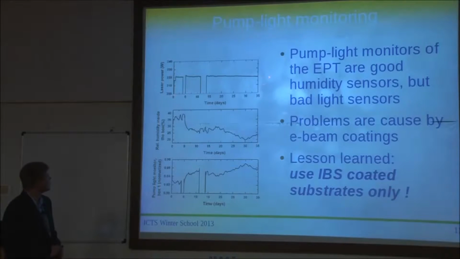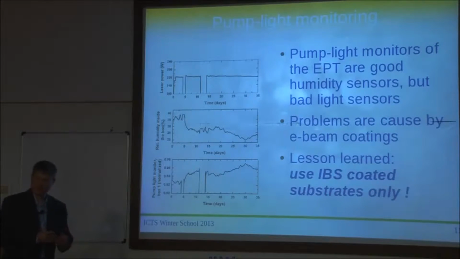So if you look again at the laser power, that's the same graph I've shown before. That's the relative humidity in the box, I've also shown that graph. And then you look at the pump light monitor. Then you can see that the pump power seems to be going up and down here, although the laser power is not. So that indicates that there's something wrong with that sensor, which is actually not that great.